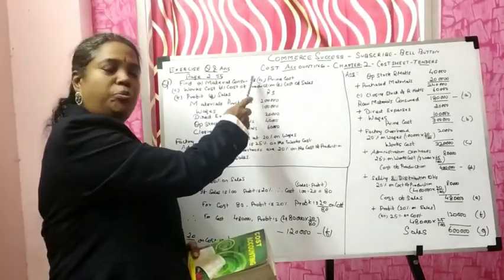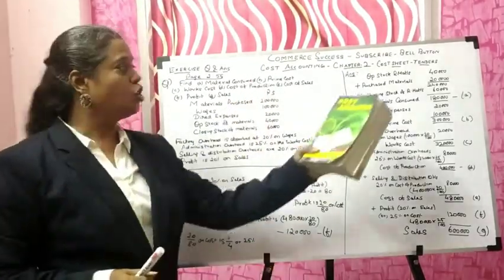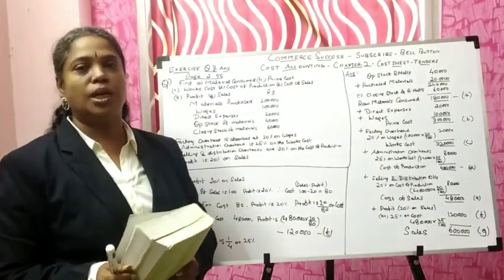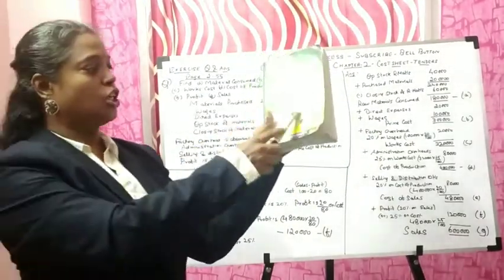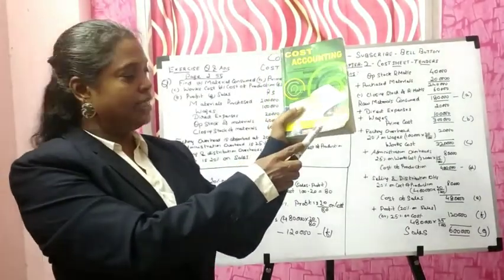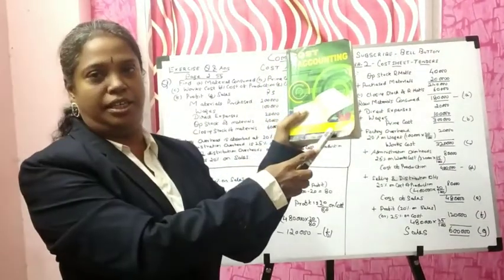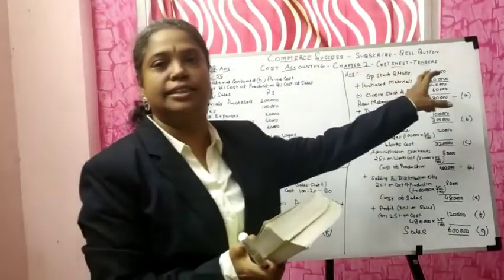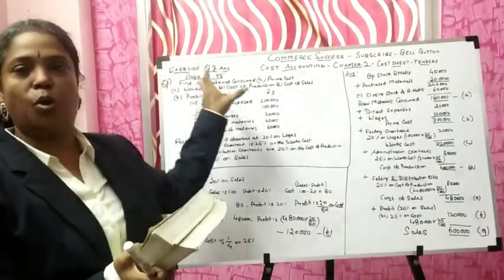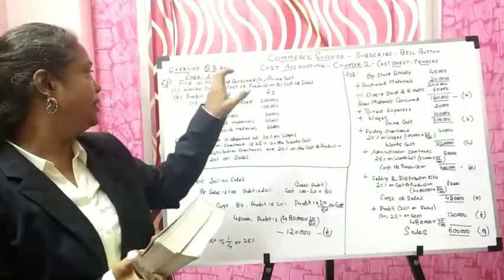In this video, we will be discussing chapter 2, cost sheet and tenders. We will do some exercise questions. This is from the book Cost Accounting, written by T.S. Reddy and Hari Prasad Reddy. We will be doing chapter 2, cost sheet and tenders, and we will do some problems from the exercise.